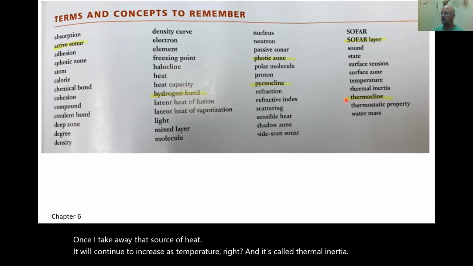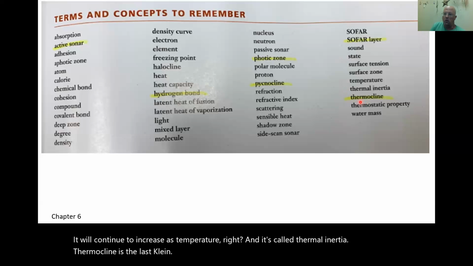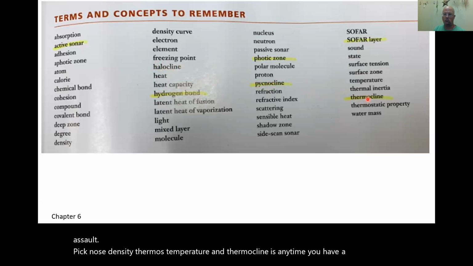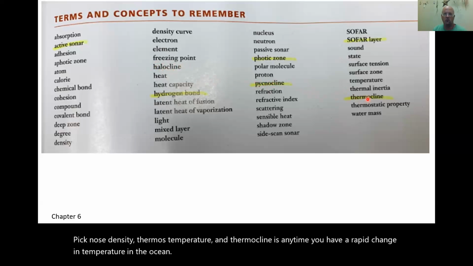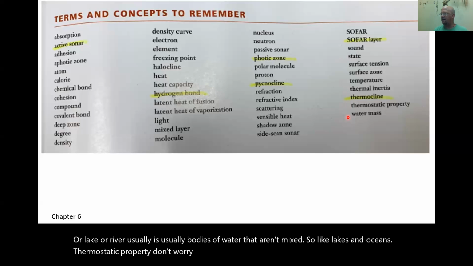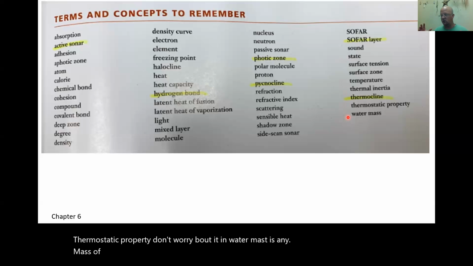Thermocline, it's the last cline, refers to temperature, thermo. And it's just like pycnocline and just like halocline. Halo is salt, pycno is density, thermo is temperature. And thermocline is anytime you have a rapid change in temperature in the ocean or lake or river. Usually it's bodies of water that aren't well mixed, like lakes and oceans. Thermostatic property, don't worry about it. And water mass is any mass of water, right? Could be an ocean, could be a cup of water, could be anything.